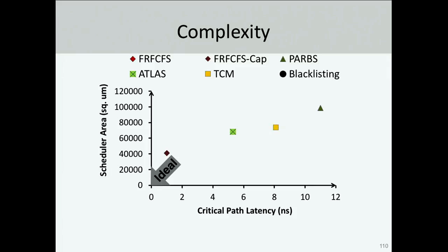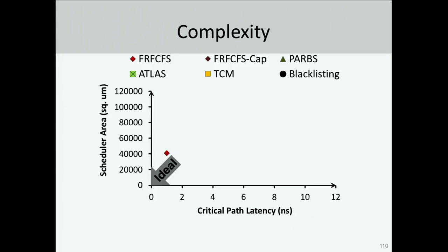This is Atlas. That's thread cluster memory scheduling. So they're all over here, basically. You need to optimize them to reduce the critical path, meaning to make the scheduling decisions more quickly. But if you look at blacklisting, it's over here. So it reduces the area significantly, and it gets close to the area of FR-FCFS. And it reduces the critical path significantly. Again, it gets close to the critical path of FR-FCFS. But take these with a grain of salt. You can always optimize the critical path by increasing the area a lot more. There's an interesting trade-off here.